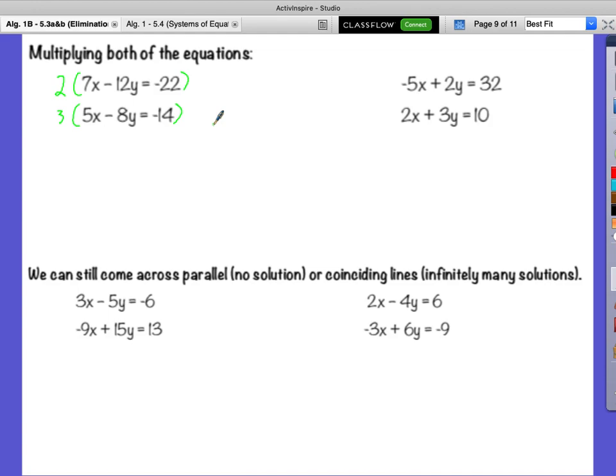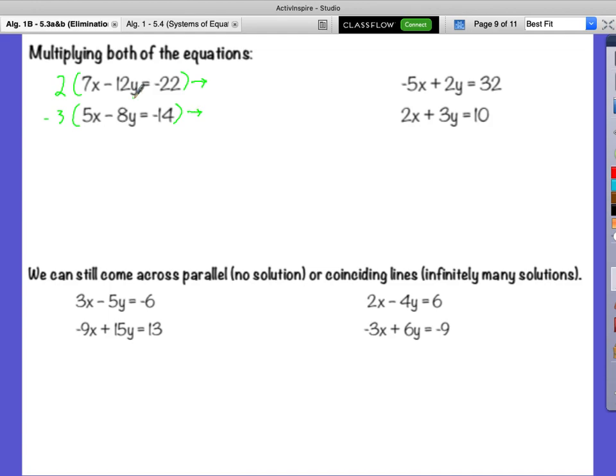They need to be opposite signs. So the first one's negative in the y. The second one's also negative. So what should I do with the second one? Make it negative. So I'm going to multiply instead of by a 3 by a negative 3. Okay, and now I'm going to put my new equations over here, just like I've been doing before.